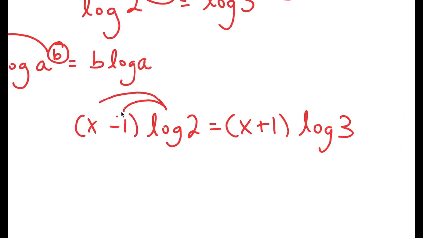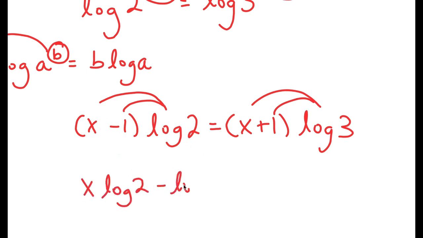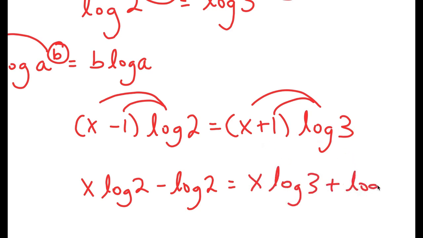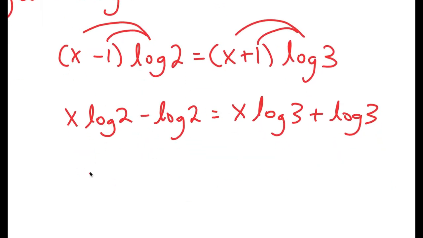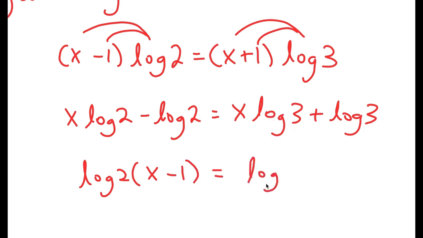Now from here, I'm going to distribute log 2 on my left-hand side and distribute log 3 on my right-hand side. So log 2 times x is x log 2, and negative 1 times log 2 is negative log 2. Now x times log 3 is x log 3, and 1 times log 3 is just log 3. For my left-hand side, I can factor out log 2, so I get log 2 times x minus 1, and for my right-hand side, I can factor out log 3. This is just to check that I distributed it right, and it looks like I did because I get the same things.